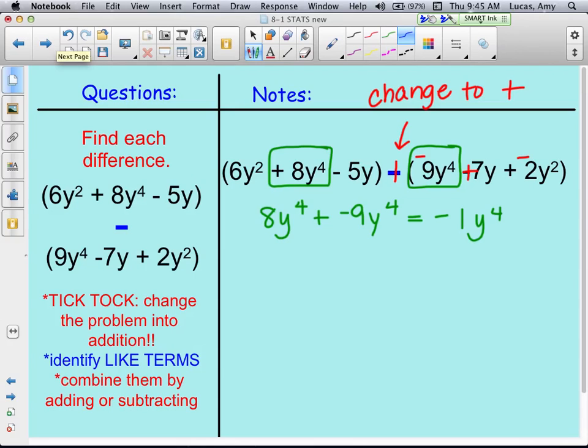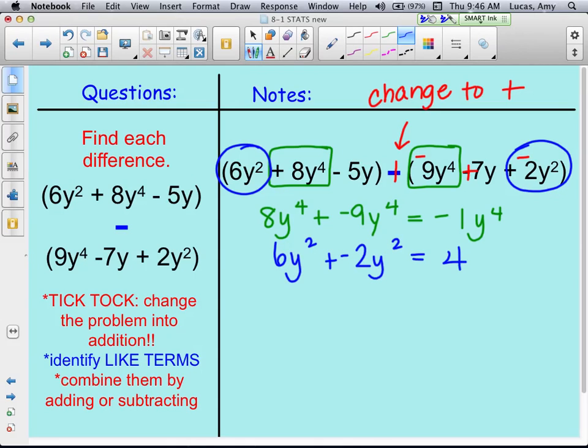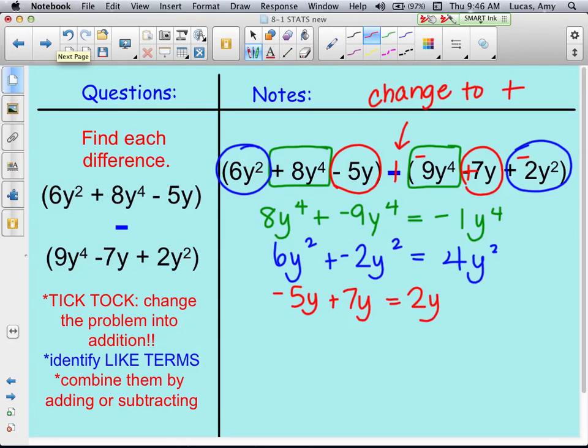Then my next highest term is going to be this one. And here's its like term. So 6y to the second plus negative 2y to the second. So that would be 4y to the second. And then last, negative 5y plus 7y. And that would be positive 2y. So now putting this one together, I have negative 1, or negative y to the fourth, plus 4y squared, plus 2y.